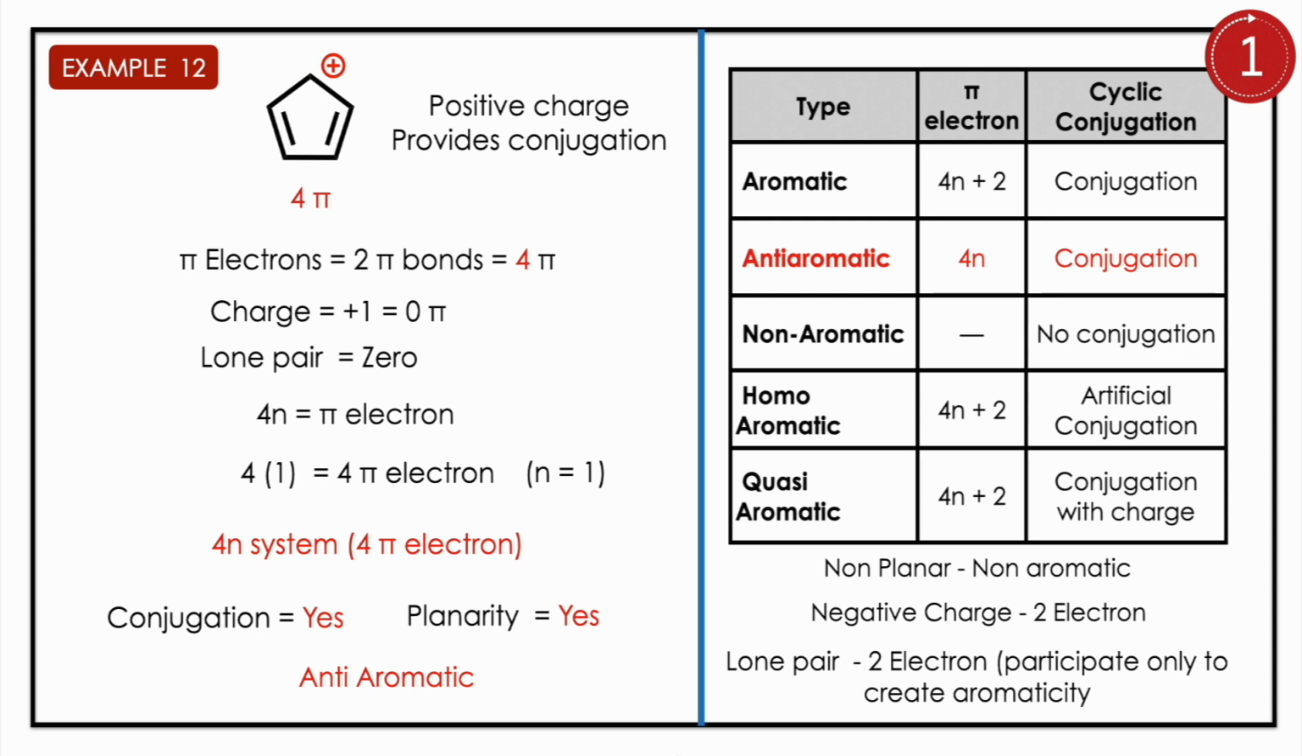It is the 4n system with n equals 1. 4 multiplied by 1 gives 4 pi electrons, so it is the 4n system. Further, the system is conjugated. It has alternating single and double bonds, and the cation also continues the conjugation, and the compound is planar. So 4n system, conjugated, planar, meaning according to the Huckel rule, it is the anti-aromatic compound.